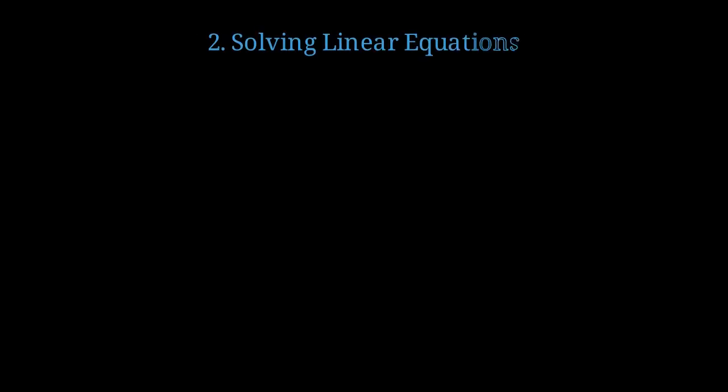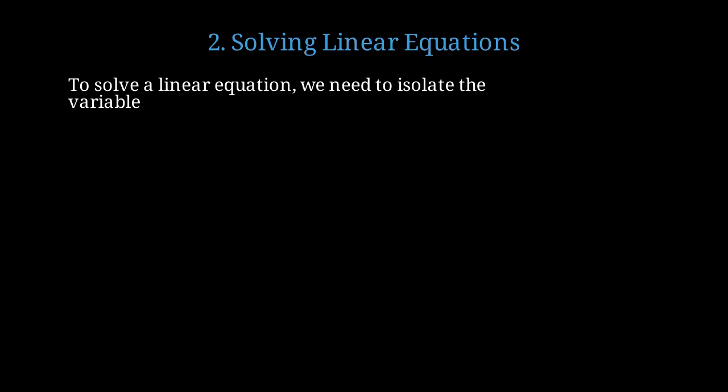Now, let's learn how to solve linear equations. The goal is to get the variable, usually x, by itself on one side of the equation. Let's solve the equation 2x plus 3 equals 5 for x.